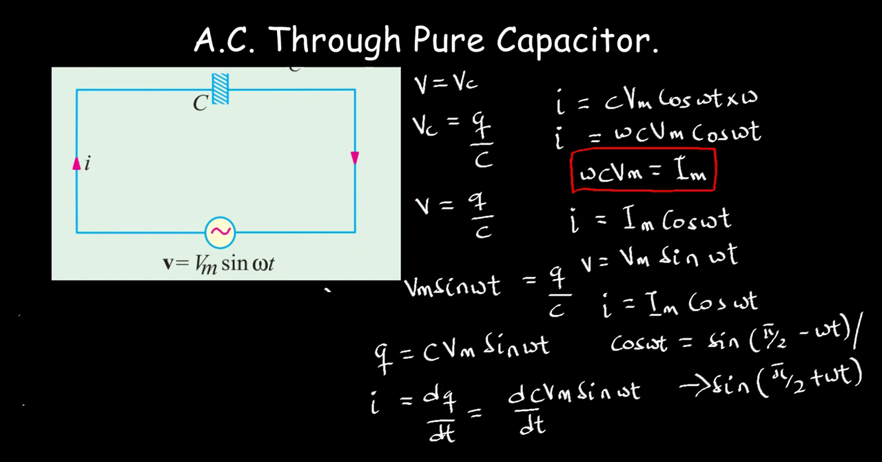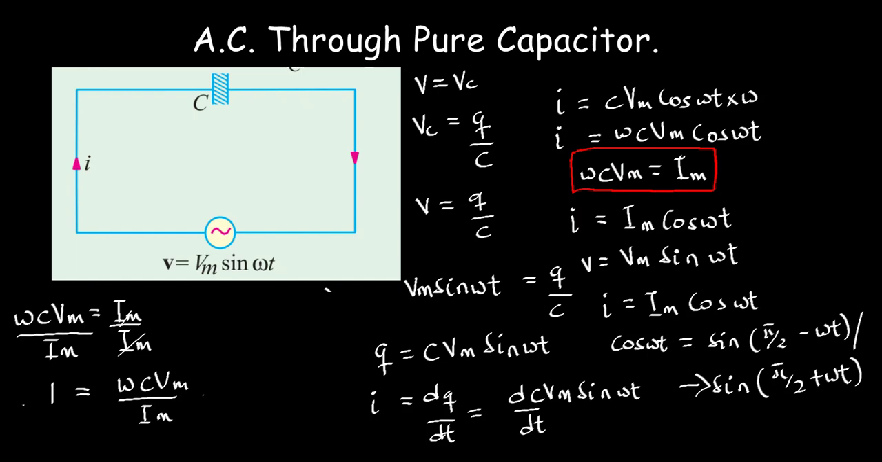So we have omega c multiplying the peak voltage to be equal to the peak current. What I'll do is divide both sides by the peak current, so I have divided by Im here, divided by Im. So this will cancel out this. Then we are going to have 1 equals omega c Vm over Im.